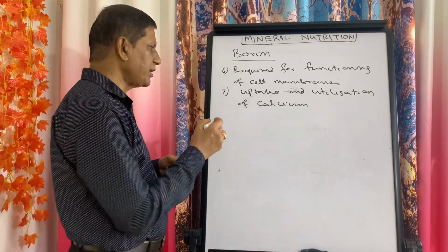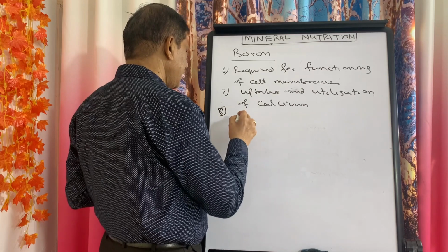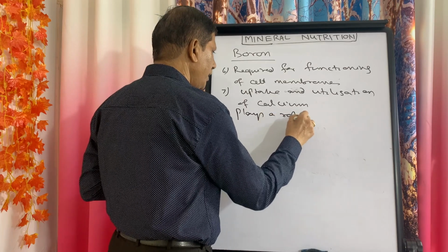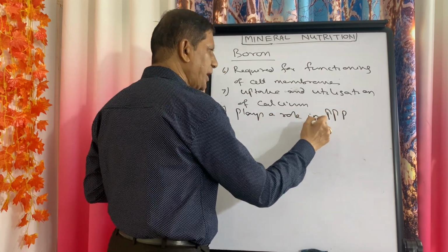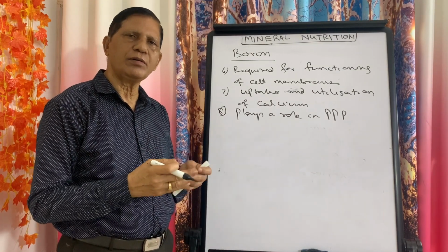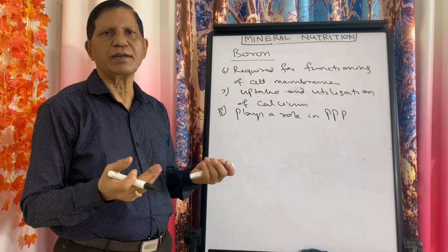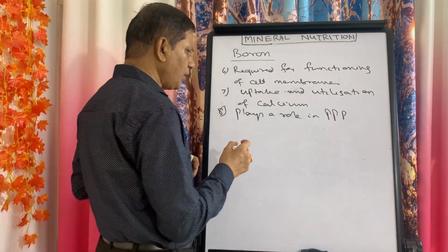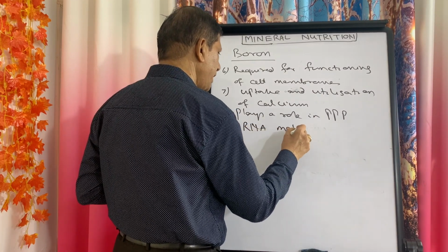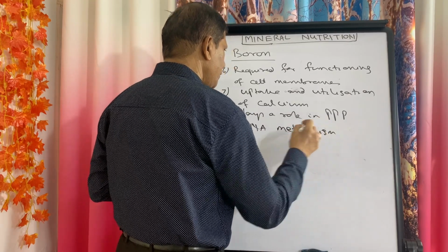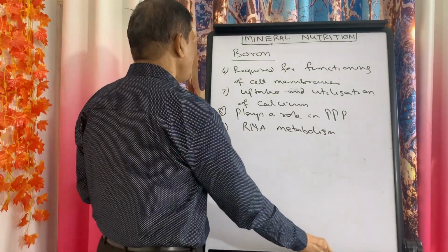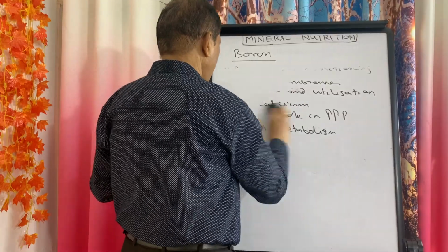In addition, there are some other things, like it plays a role in PPP, the pentose phosphate pathway. This is an alternative pathway in respiration where there will be no glycolysis, no Krebs cycle. So it is an alternative pathway. And also it plays a role in RNA metabolism. So these are some of the roles or functions played by boron. Now let us discuss what are the deficiency symptoms of boron.